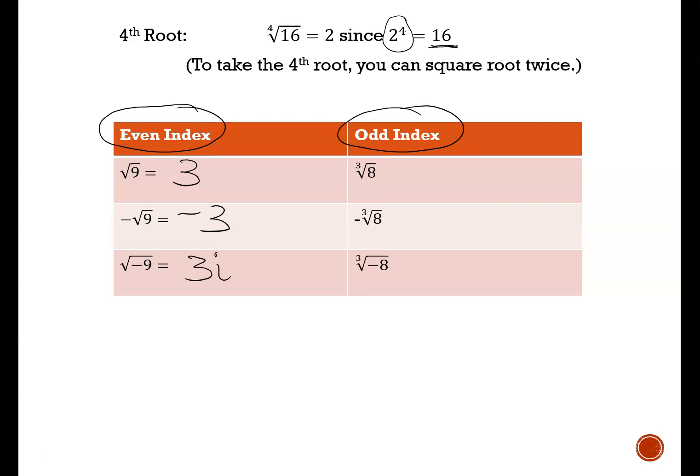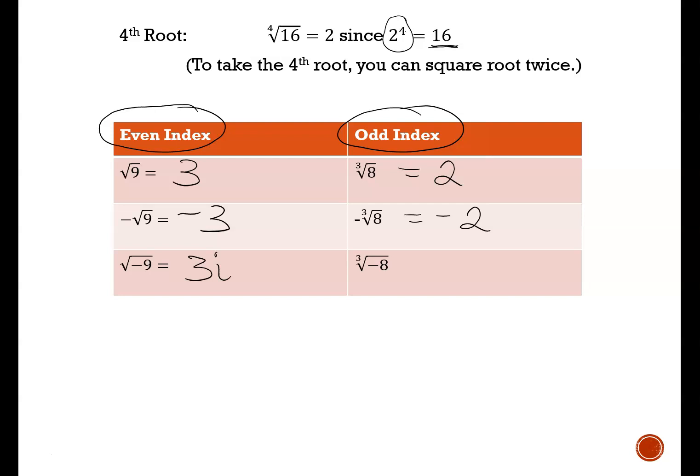Now let's look at these cube root examples. The cube root of 8 is 2 because 2 times 2 times 2 is 8. Or in other words, 2 cubed is 8. If the negative sign is in front, you're going to keep that negative sign. If the negative sign is underneath, it is not an i. An odd index will never give an i. i is only for square roots.